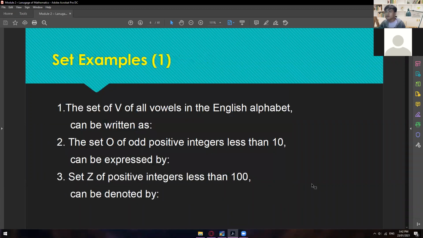All right. The next one here are the examples of set. Number one, the set V. Here's the variable for the set V of all vowels in the English alphabet. Anyone who wants to answer number one can use our chat box. We have a set called V, where inside of that set are the vowels in the English alphabet.